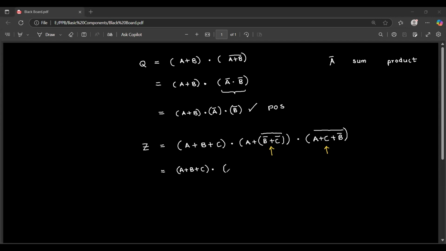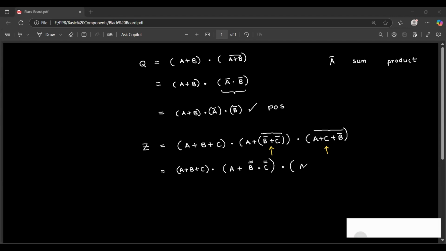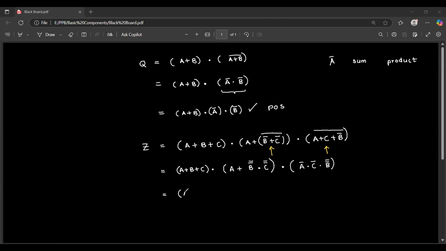Now we can break this down. If you break this down, what will you get? You will get B double bar · C double bar. You will get B double bar + C double bar. I'm going to break this also, so I will get A̅ · C̅ · B double bar. And we know double complement means we can remove the double bar. So that will be given as (A + B + C) · (A + B · C) · (A̅ · B · C̅). I will just change the order according to the commutative law.